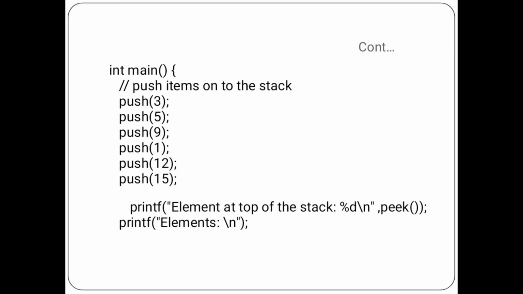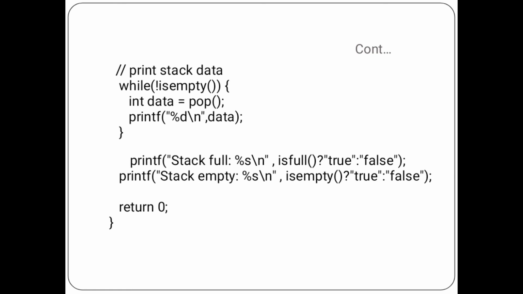So while we are using the peek function, automatically the cursor will be at the element 15, then it will show the output: the element at top of the stack is 15. And print the elements. What are the elements we have? 3, 5, 9, 1, 12, 15. So in that way, the output will be produced like 15, 12, 1, 9, 5 and 3.